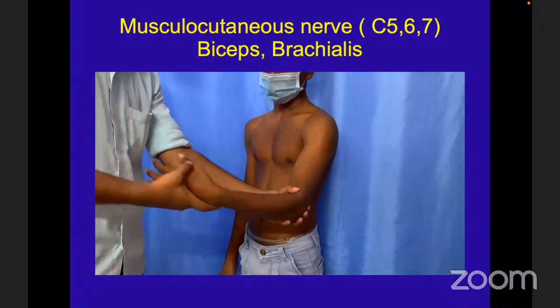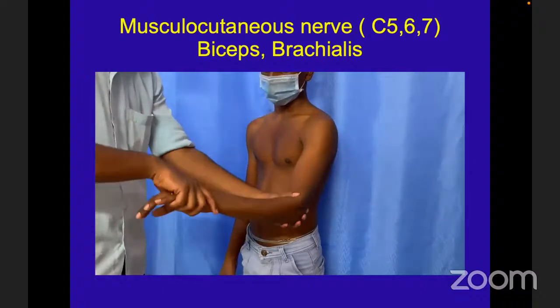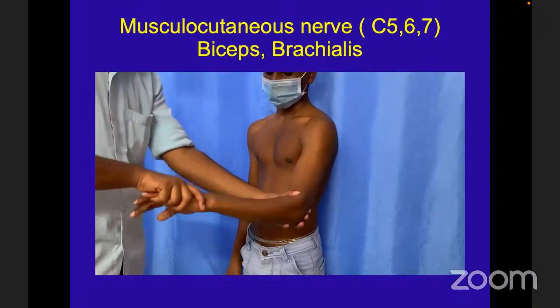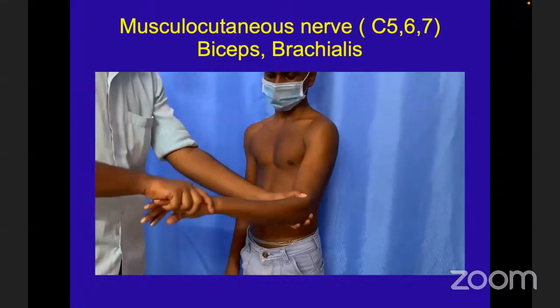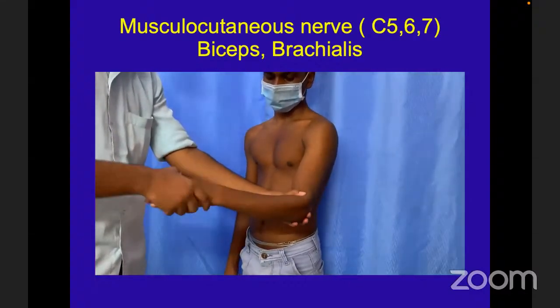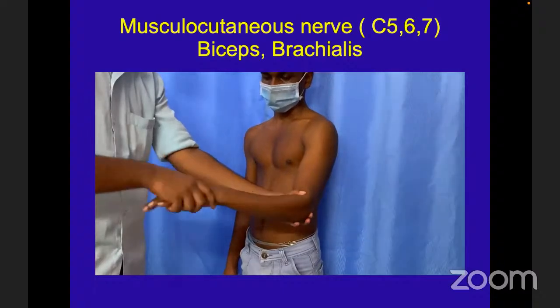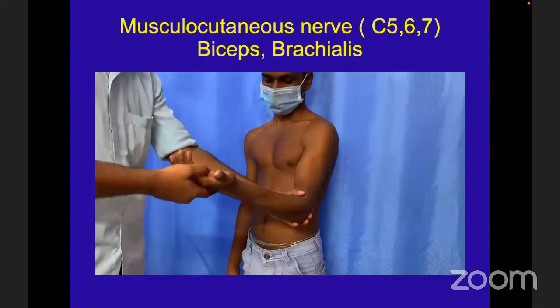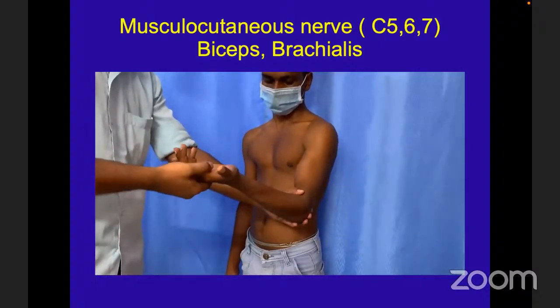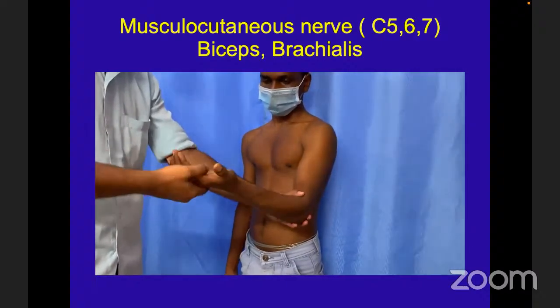So biceps is a strong elbow flexor in the supinated position. All you need to do is keep the forearm supinated, and then check for the flexion power. This is one way of checking the power of the biceps. If you want to check the power of the brachialis, any idea?